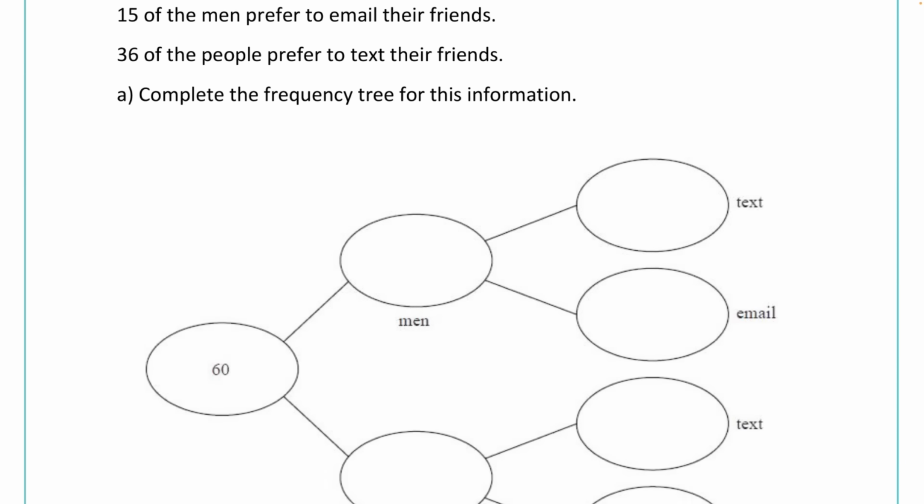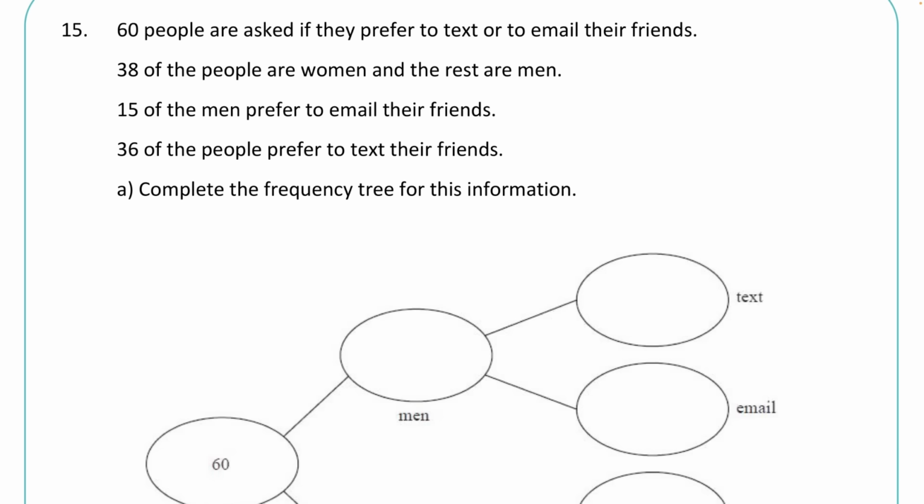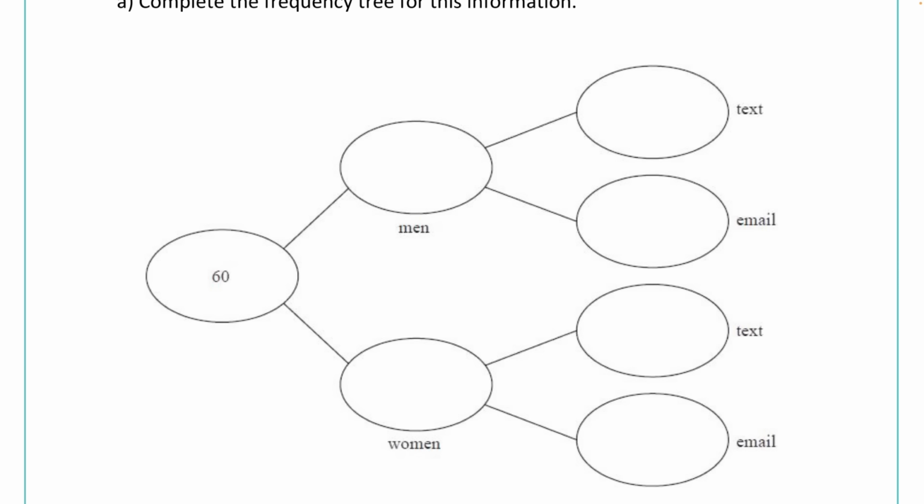Question 15 is looking at a frequency tree. For this frequency tree, it's given us some information. It tells us 60 people are asked if they prefer to text or to email their friends. That's shown in the frequency tree. 38 of the people are women and the rest are men.